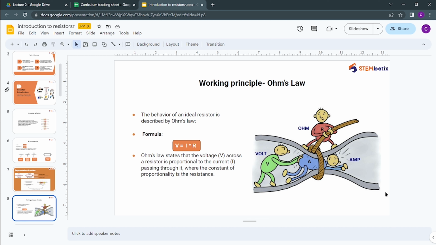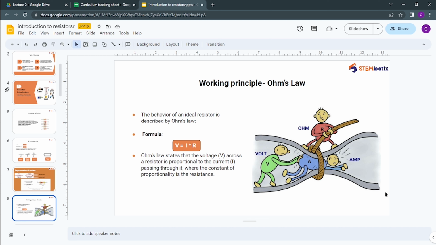So as you can see from this network, the current has more than one path to flow, but the voltage across each, meaning voltage across R1 is equal to voltage across R2, which will be equal to voltage across Rn. So voltage across each and every component or resistor is the same in parallel connection, but the current flowing through them is different.